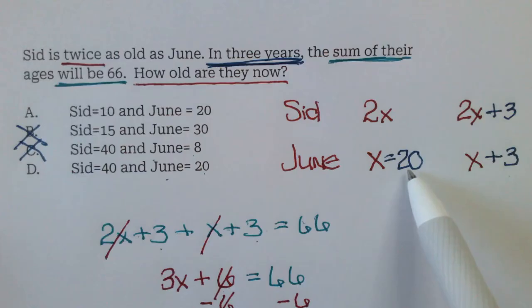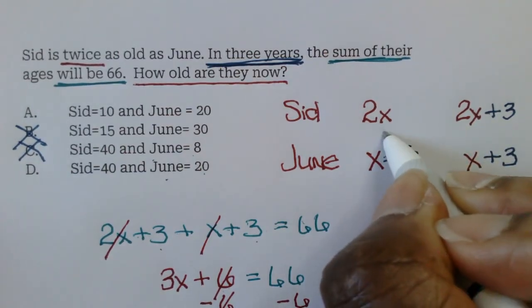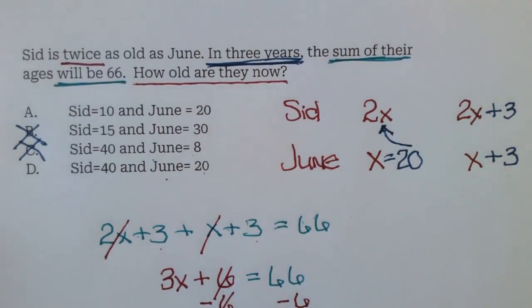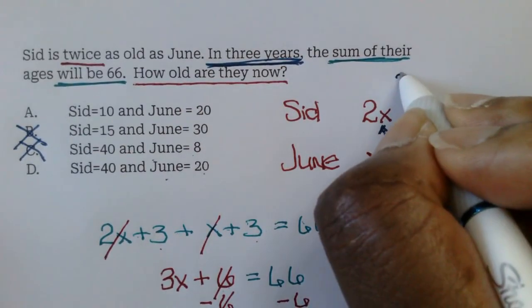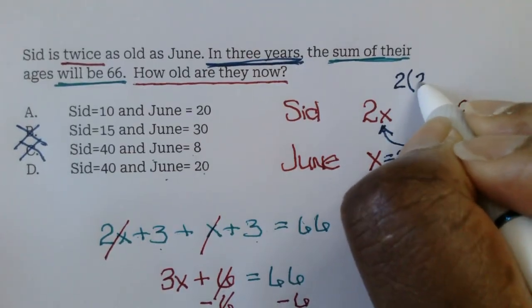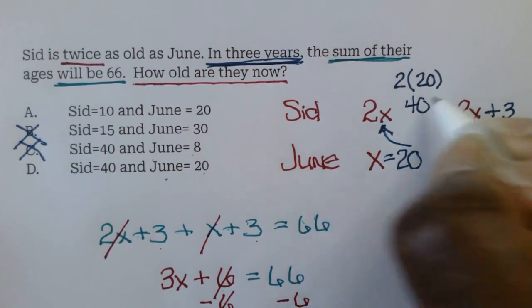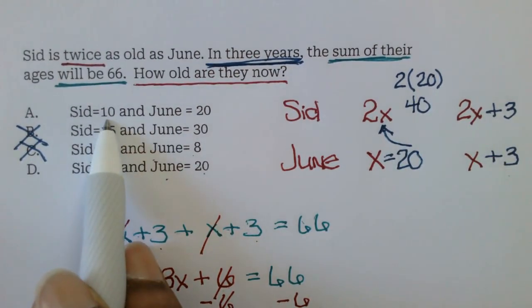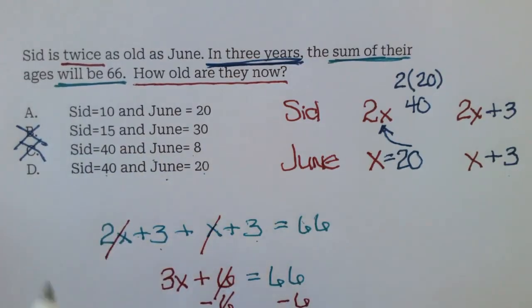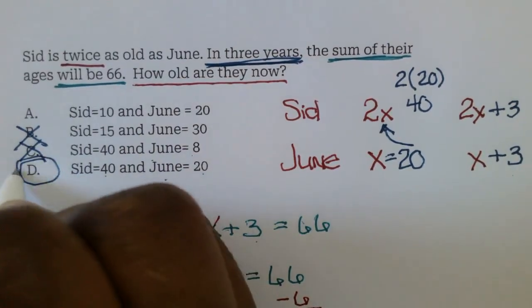So all you're doing is taking this 20, and if you want, you can substitute for this x. So that gives you 2 times 20, which will give us 40. This one says Sid is 10. This one says Sid is 40. Our answer is D.